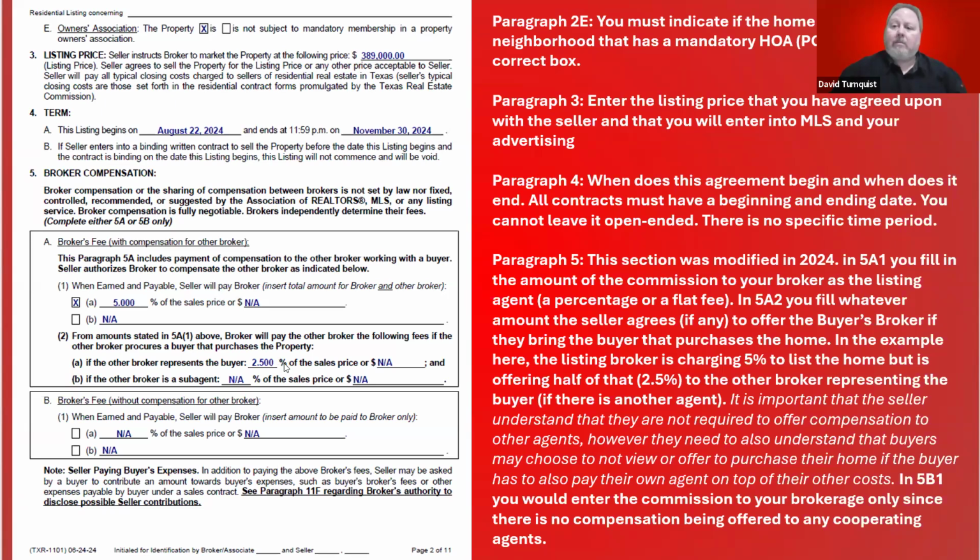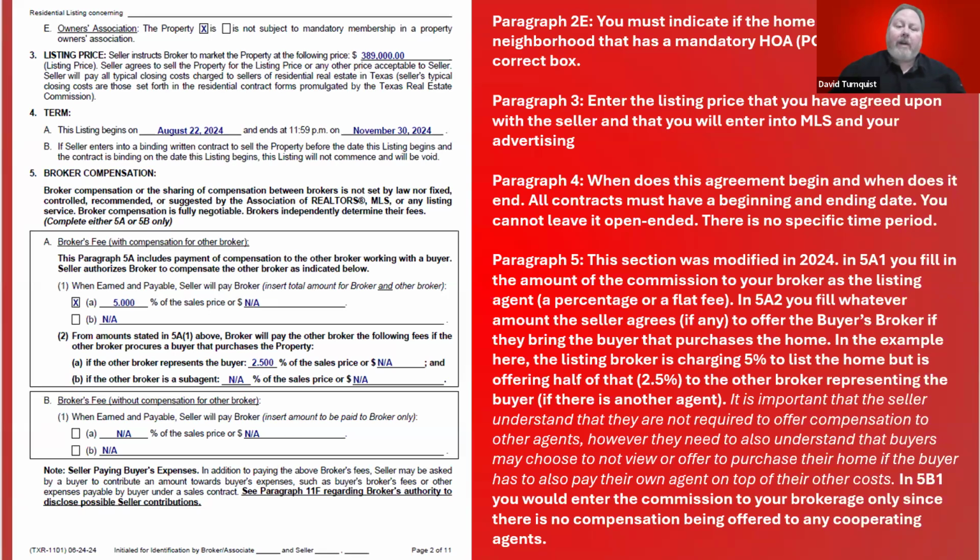So basically, it's the same thing we were doing before. Hey, I'm splitting my commission with you. I'm going to keep 2.5. You're going to get 2.5. Let's say you took a 6% listing. I'm going to keep 3. You're going to get 3. Whatever.